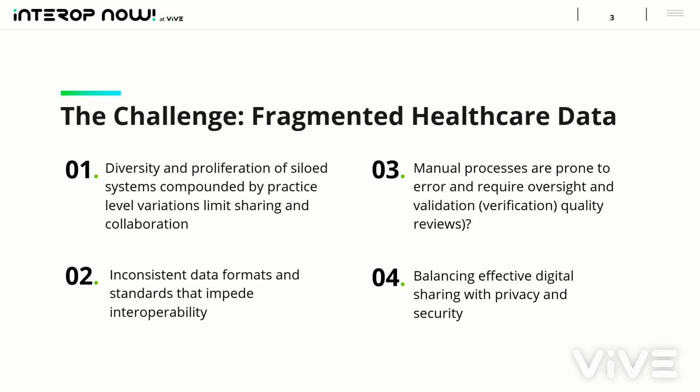The diversity and proliferation of these silos are compounded by the individual level of variances, what we call localization at the different provider levels, inconsistent data forms, formats, and standards that are continuing to improve but still have a long way to go in order for us to effectively exchange information. And these manual processes are prone to error and require oversight and validation, which continues to drive human intervention in our ability to share information. And then we have to balance the effective digital sharing with all the privacy and security rights that align with our ePHI standards and with what HIPAA dictates and drives.